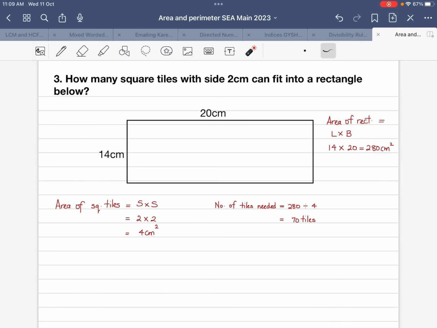So firstly, we should determine the area of the floor and the area of the tile. So we have the area of the floor, which is length times breadth for a rectangle. 14 times 20 is 280. The area of the square tile, area of a square is side times side, or side squared, which is 2 times 2 is 4. And then we can divide the area of the floor by the area of the tile, which is 280 divided by 4, which will give us 70 tiles.